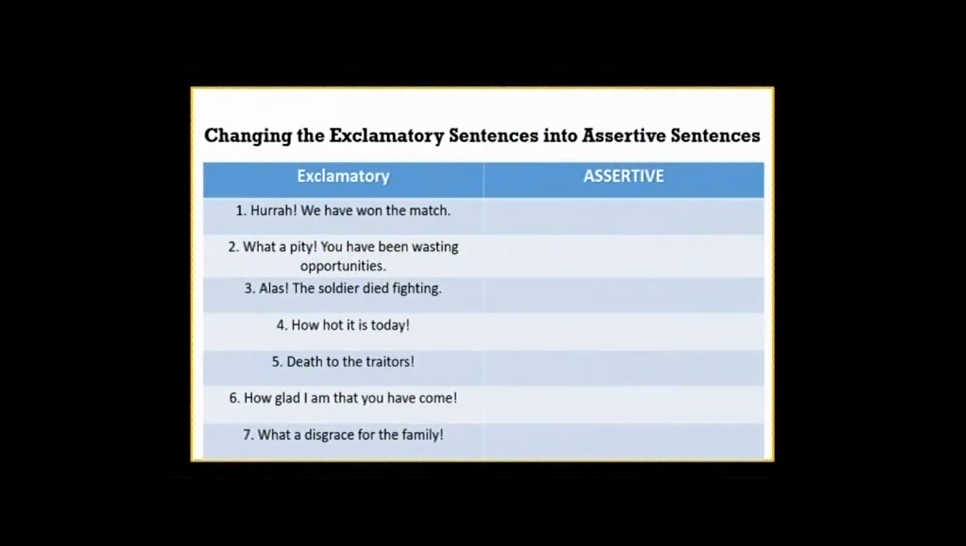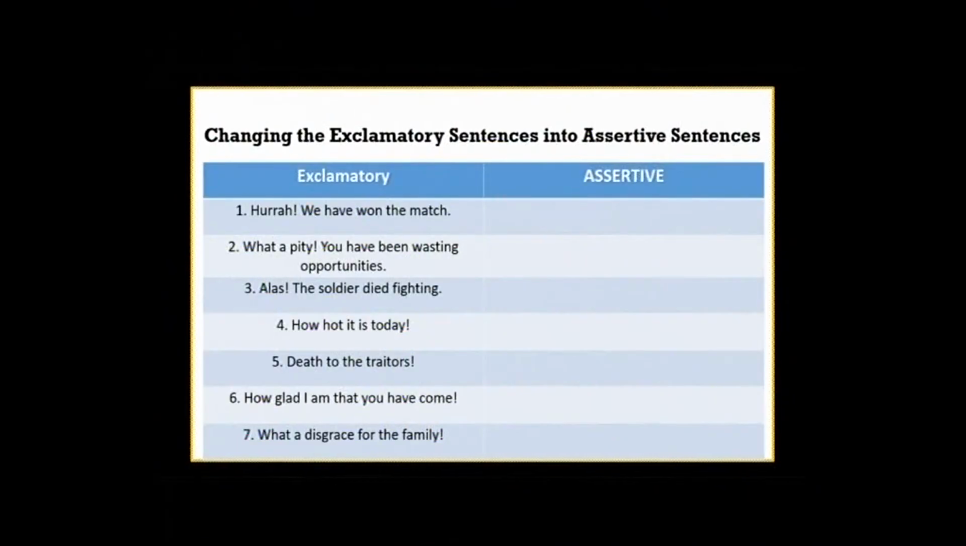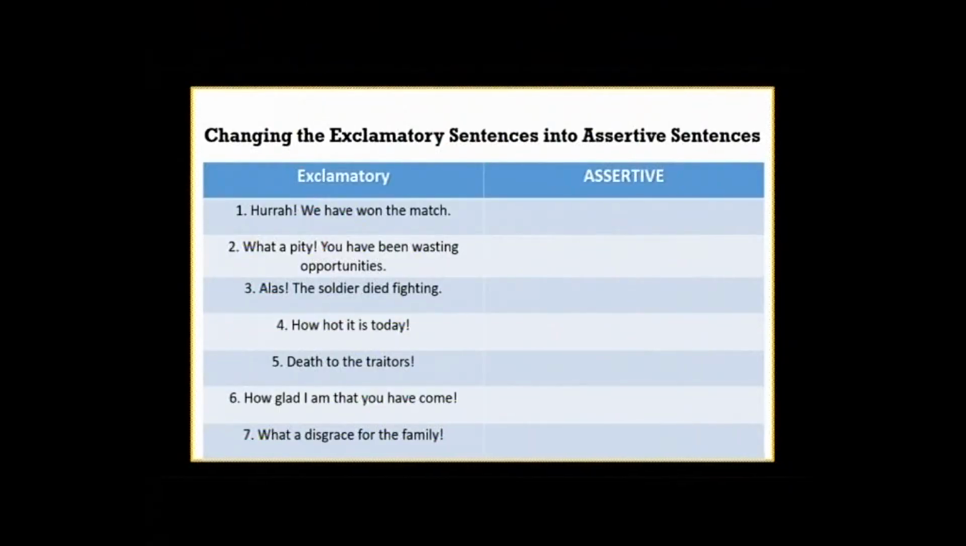First, hooray! We have won the match. You are very happy that you have won the match. So you shout, yeah. What a pity. You have been wasting opportunities. You are expressing grief here. Alas, the soldier died fighting. Here it is a very bad situation. How hot it is today. This season you always say this, how hot it is today. Death to the traitors. Here you are expressing your anger.